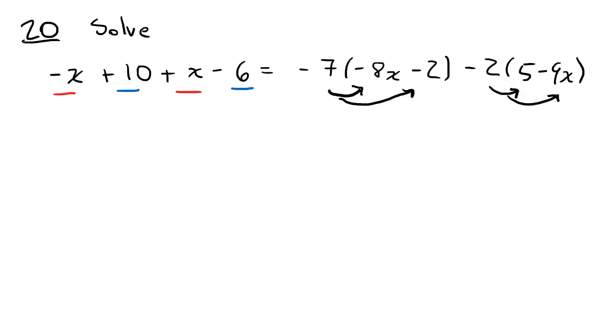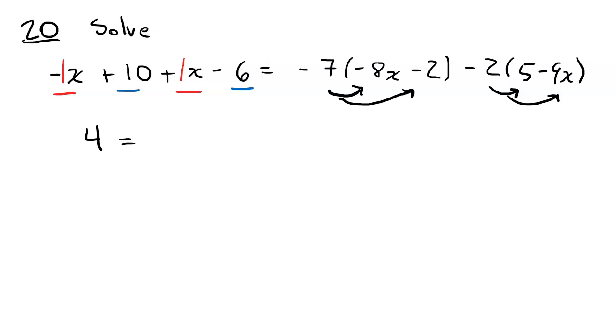When we combine a negative x and a positive x, remember that we assume this coefficient is a -1, and this coefficient is a +1, and -1 plus +1 is 0. So we have no x terms left. Then we look at the numbers, and we have +10 minus 6, which is just going to leave a 4. Okay, that's the left-hand side. Let's look at the right-hand side.